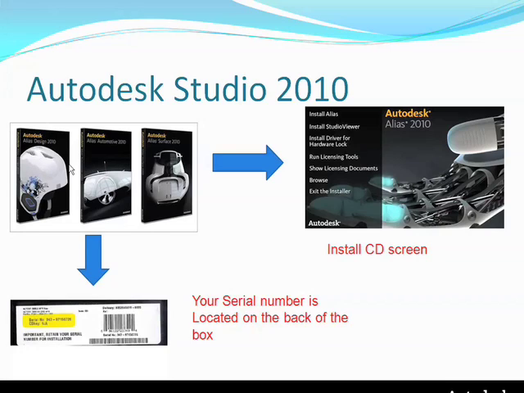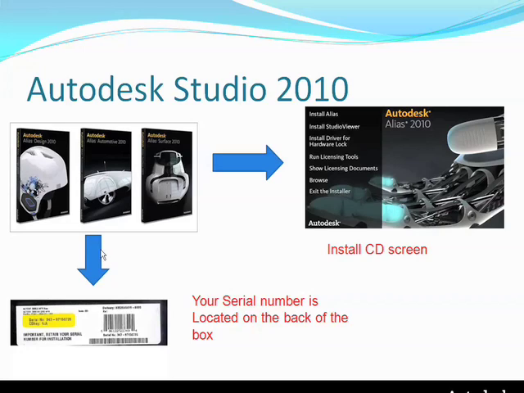Once you've received your DVD boxes, whether you purchased Alias Design, Alias Automotive, or Alias Surface, the first step would be to install the software. You would load the DVD onto your computer, you'll see the screen come up, and you click on Install Alias, and it would install the product. You just follow the wizards until you're done installing. Once you've completed the install, the next step would be to license it.